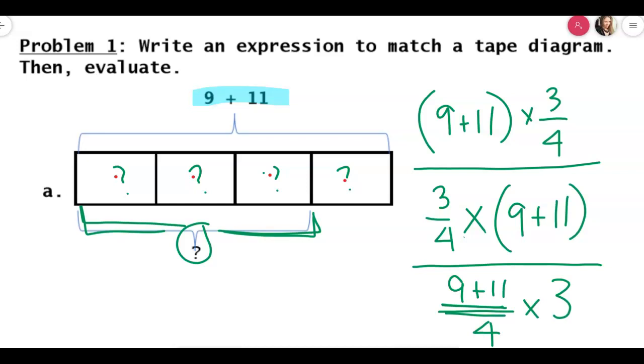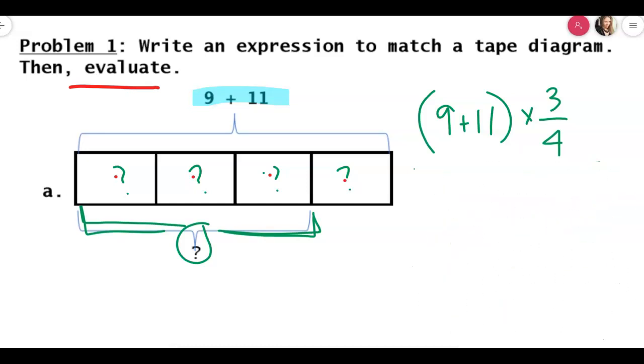Now that I've shown you 3 different ways that you could write this expression to match the tape diagram, let's do the final portion of the problem and evaluate. So let me go ahead and get rid of just the bottom 2. Let's stick with the first one. So let's first do the parentheses, like always, 9 plus 11, which equals 20, and times that by 3/4.